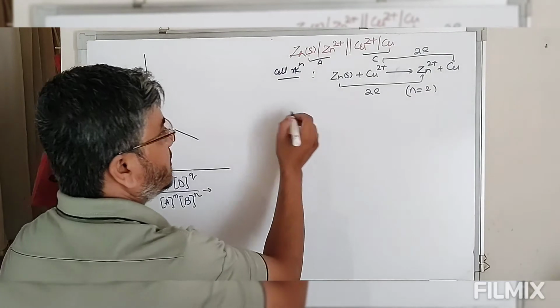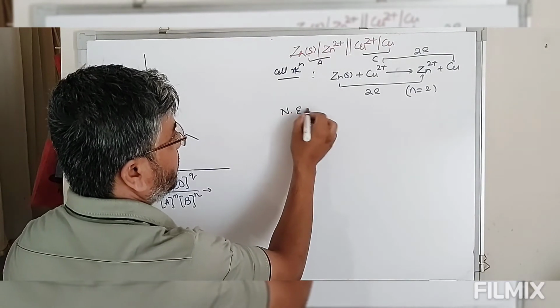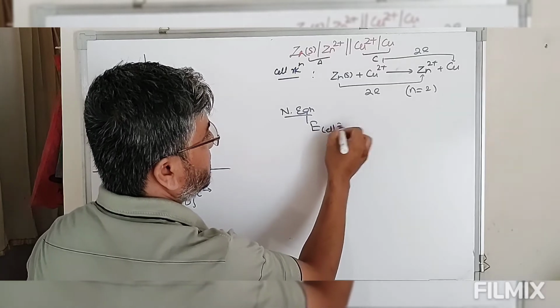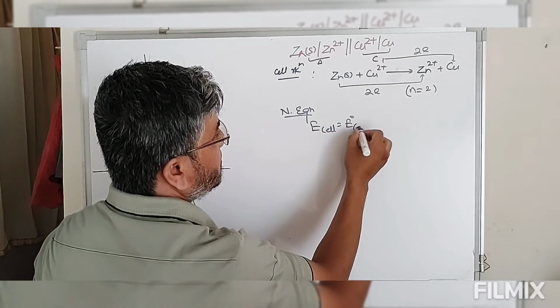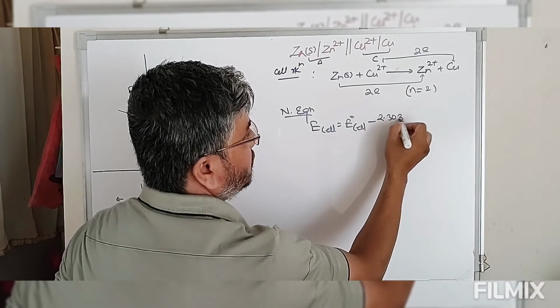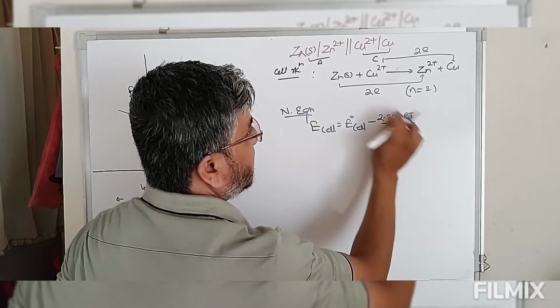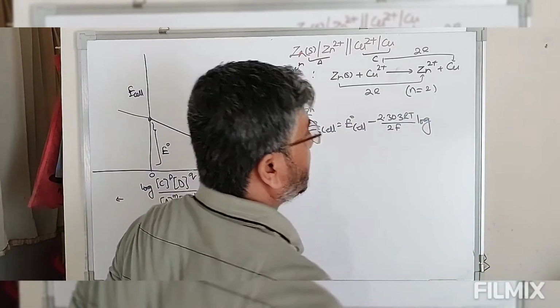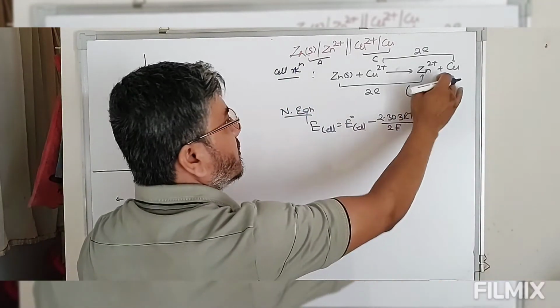So therefore the Nernst equation for this is E cell equals E naught cell minus 2.303 RT by n. n is 2 here, so 2F, log of product over reactant.